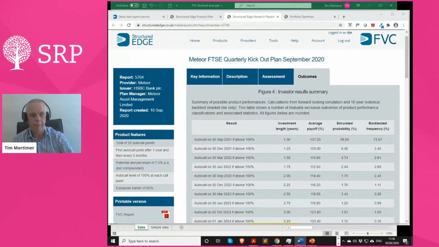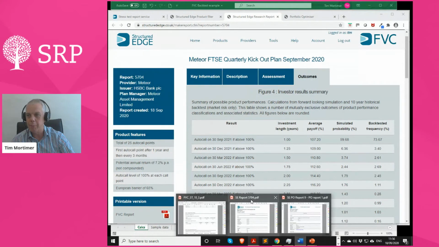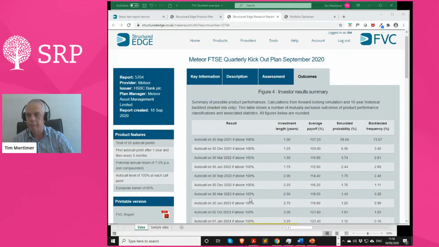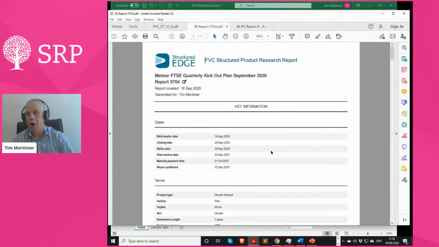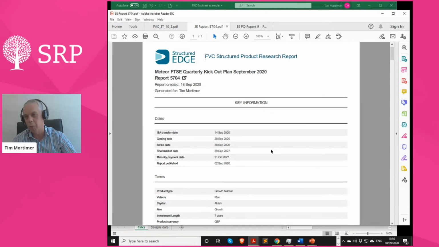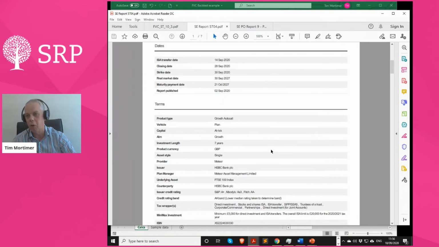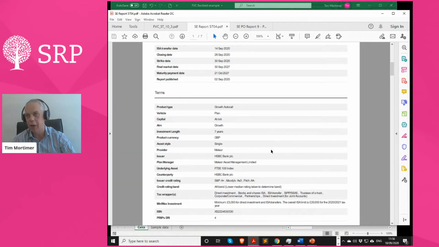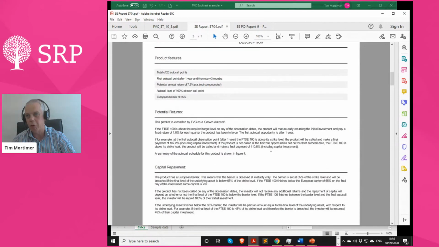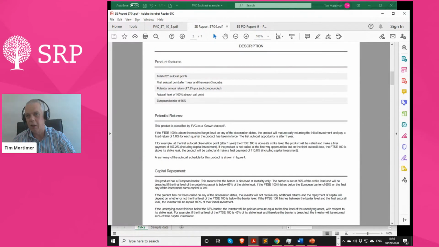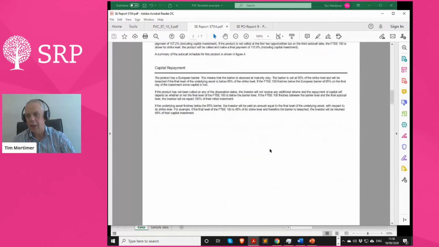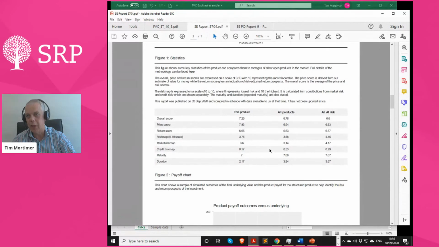Okay, so let me just call up the second PDF that I have. Right, so this is the same research report that was on the web page, but it's a little easier to see it here. So a summary of the different terms of the product, a look at the description, and then the different figures.